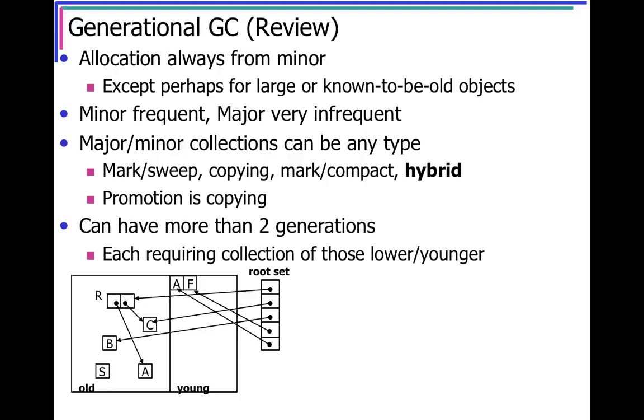We always have to promote from the young space to the old space, so that's going to be a copy. We can have more than 2 generations as well, since it just depends on whether that's going to make sense for the program. And again, we decrease the frequency with which we collect as we move to older and older spaces.